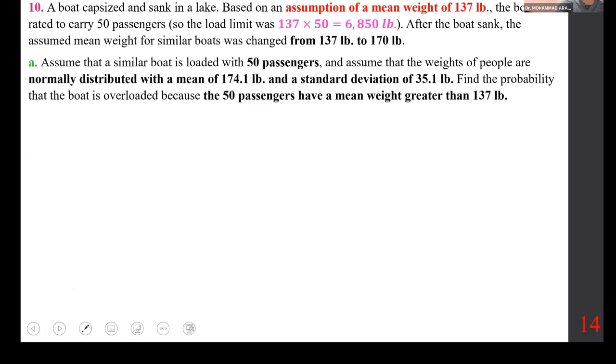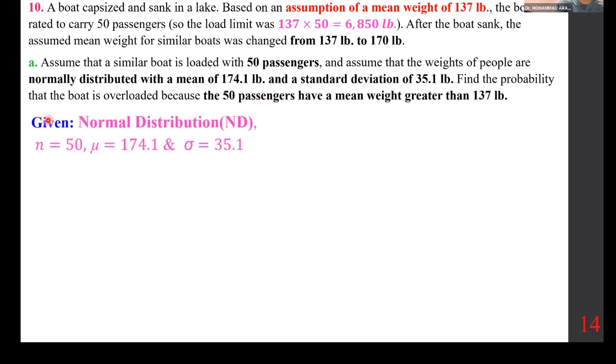Perfect. So first, the scenario describes a horrible situation where statistics wasn't at work. Now we want to put it to work, see what happens, and let's do the math. So it's important to see what is given as you look at and read the question. Obviously, we are dealing with a normal distribution.